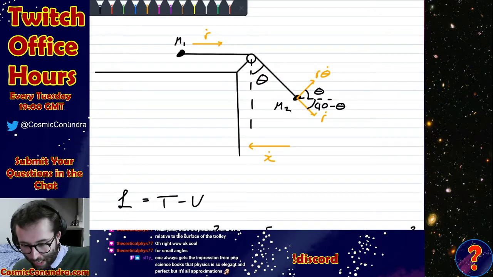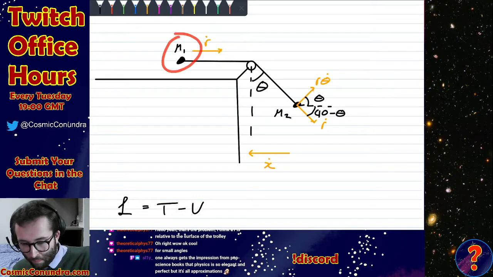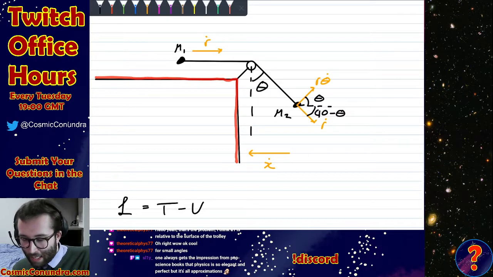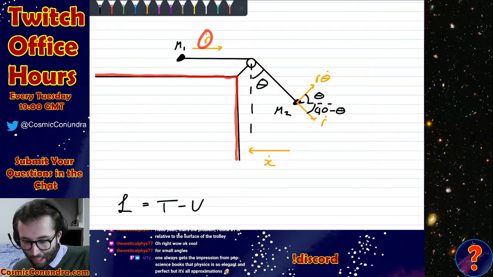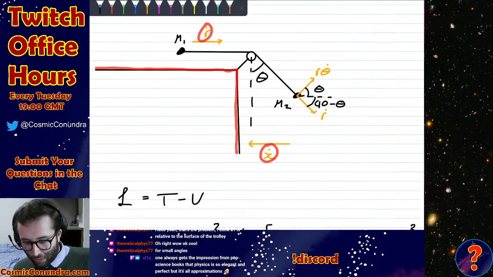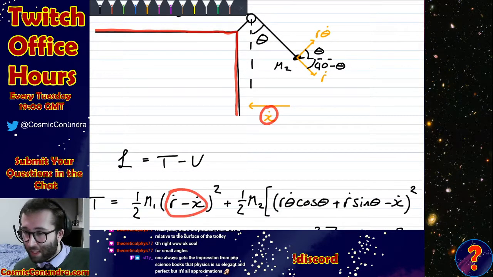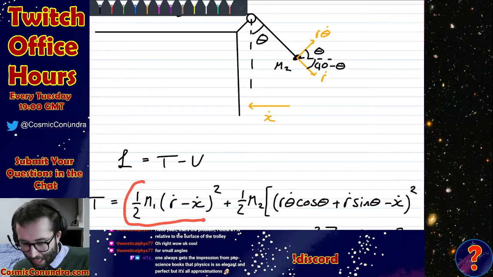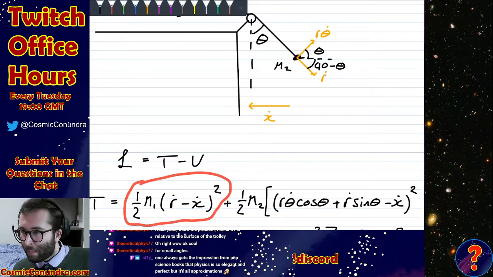So if we look first at the kinetic energy of m1, m1 relative to the box and the pulley has got a velocity r dot, but then the entire pulley system and the box is moving to the left with speed x dot. So the net speed in the rest frame, the laboratory frame that is watching this system unfold, is going to be r dot minus x dot, that is the net speed in the horizontal direction. So that is all squared for the kinetic energy of particle m1.